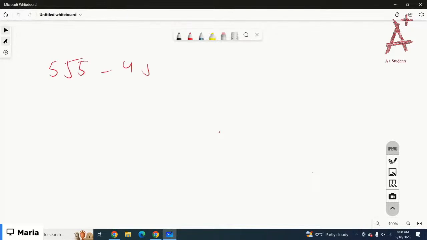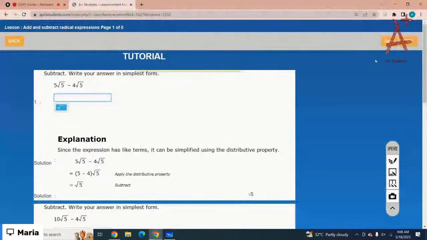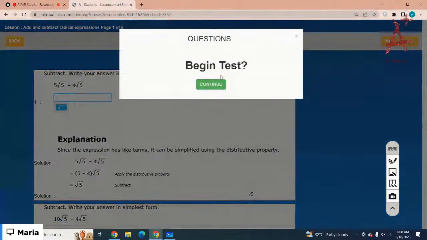5 square root 5 minus 4 square root 5. You can see square root 5 is common for both the values. So take square root 5 outside because it is common. You are left with 5 take away 4. Got it? So 5 take away 4 is 1. So it would be 1 square root 5. Got it? You have to take the square radical expression common and then subtract the other numbers. Got it? Let's just start with the test questions.